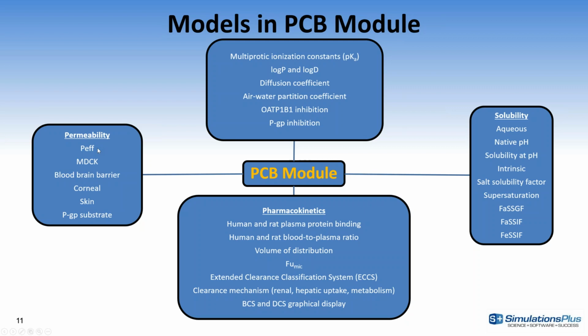Permeability, we have several permeability models. One of the most important is the Peff model, which is the human jejunal permeability, and that plays a very important factor in GastroPlus in predicting the fraction absorbed of the molecule.